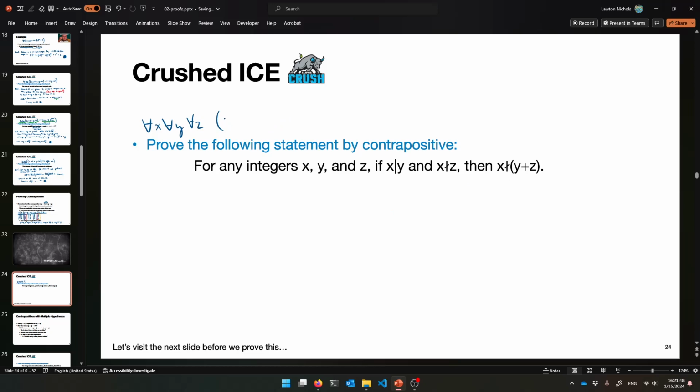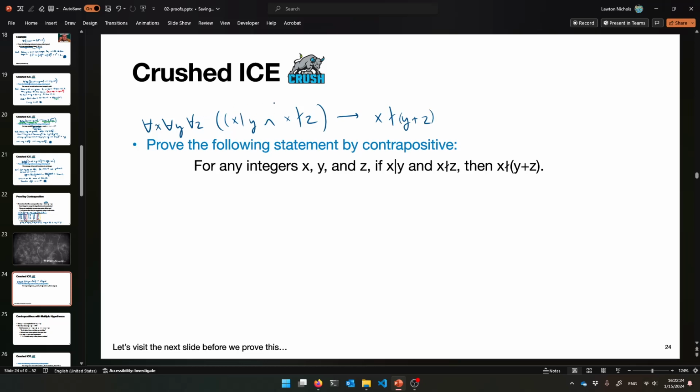So we have: if x divides y, and x does not divide z, then x must not divide y plus z. Okay, that's the idea. So that's your if-then.